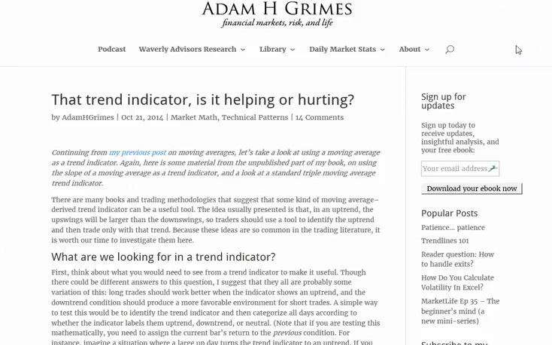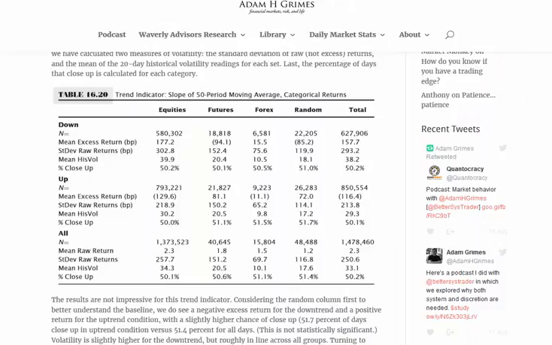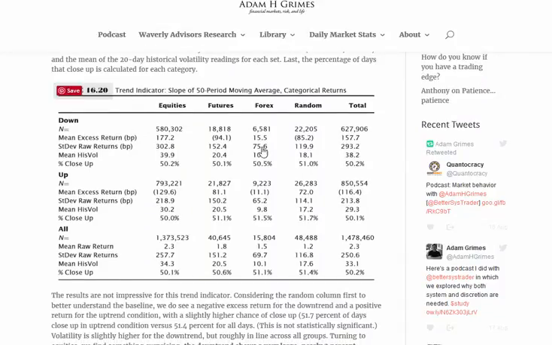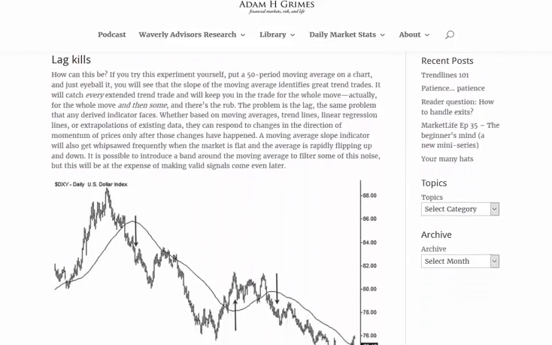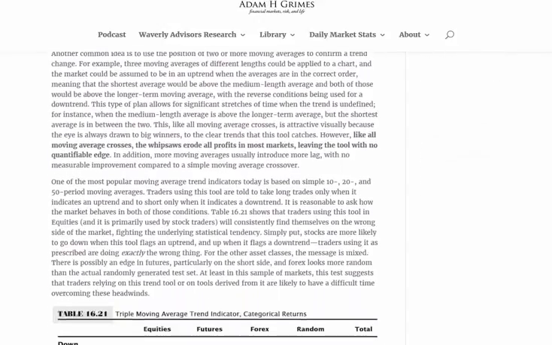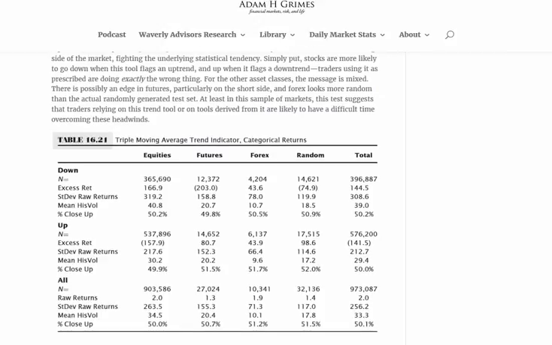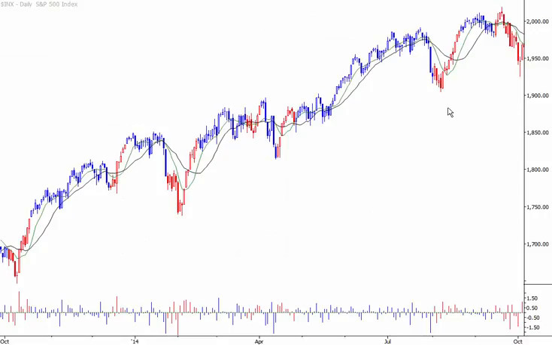So here's a post from my blog where I dig into this a little bit deeper. I first covered this a couple years ago, and this blog is not so easy to read, but I go through and lay out some of the logic here, and I show you stats for another variation of the trend indicator, the slope of a 50-period moving average, and explain some reasons why. One of the problems is lag is a huge problem. And we also look at stats behind a triple moving average indicator. So a lot of different ways to think about this, and that is one of the problems.